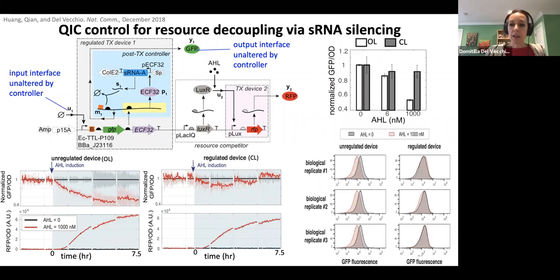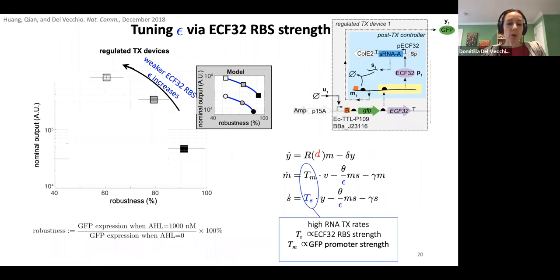As you can see here, as you keep increasing the perturbation AHL, the open loop system suffers more, but the closed loop system is quasi able to completely reject the perturbation. I just want to show that it's absolutely critical to have fast reactions in your controller. If we slow down the reactions by, for example, slowing down the transcription rate of our RNA species, you can see here that the robustness score drops by almost 100% to around 60%. So this demonstrates that the principle of fast reactions is absolutely critical in these types of controllers to overcome dilution.